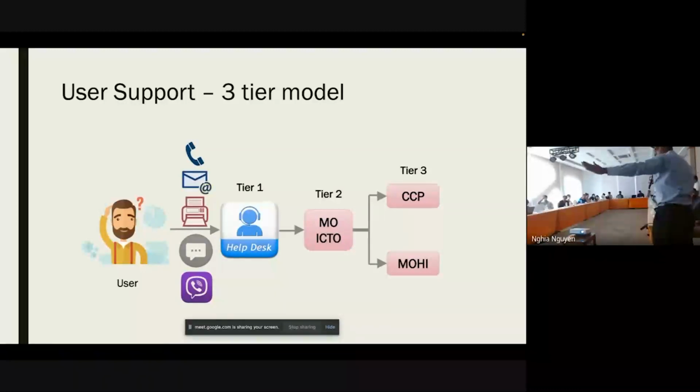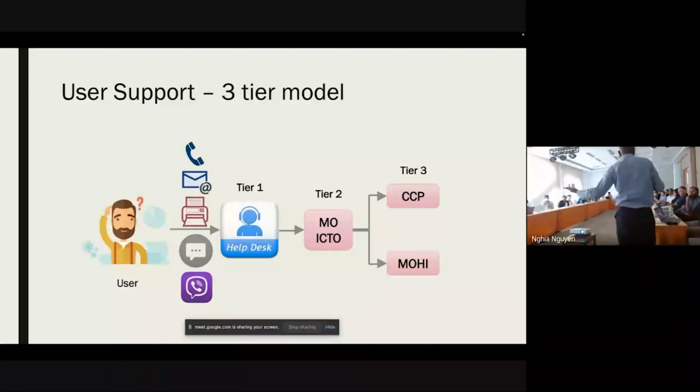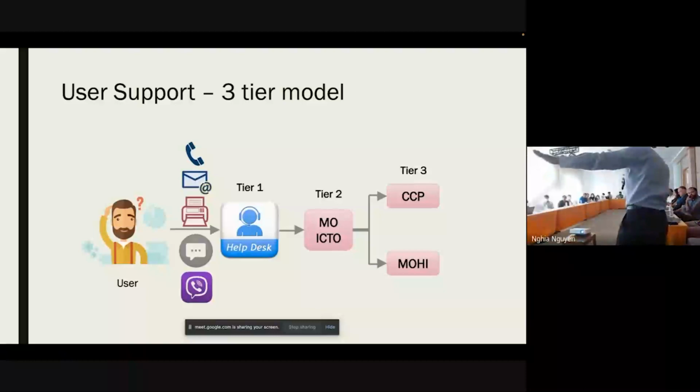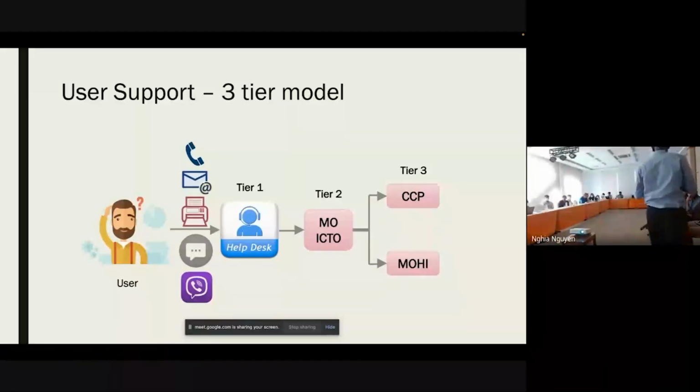And finally, tier 3 is about very technical matters, where public health, CCP stands for consultant community physician. So that's the public health expert with a doctorate in Sri Lanka. These people may get a maximum of 1 or 2 queries per month. And then we have health informatics experts, but other than that, tiers 1 and 2 will be solving most of the user related issues.